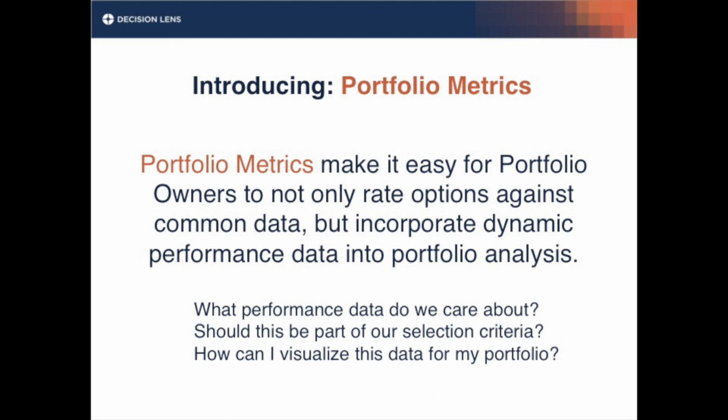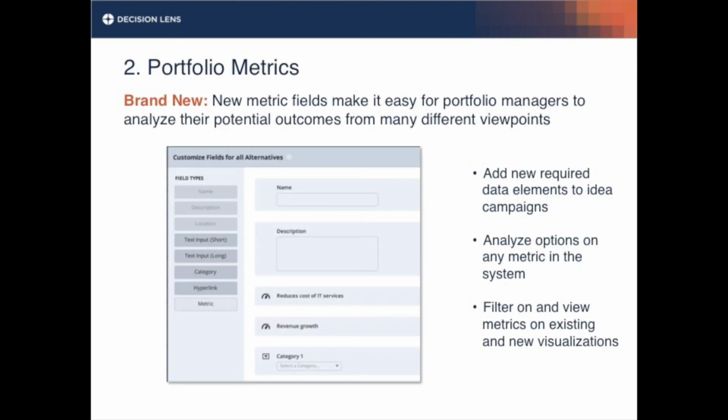If you did some analysis after you selected your projects in the past, maybe in Excel or other places, because you were trying to put your performance data in afterwards, you can now do that here. The big pieces we're focused on are: what performance data do we care about? Should this be part of our selection criteria? And how can I visualize this data more in my portfolio? So we're excited to really talk about portfolio metrics. The first big piece, and you'll see this a bit from Sanjay, is that you can add these quantitative metric fields easier than ever before to the things in your portfolio as alternatives, the things you're choosing between or selecting between.